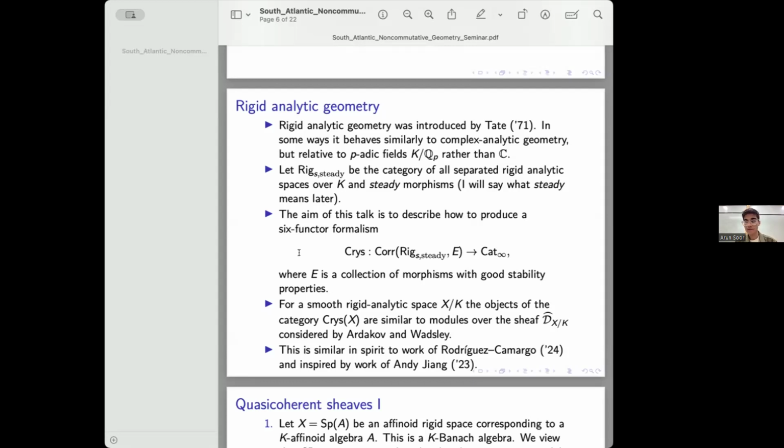Will divided powers be involved? There are no divided powers, because this is characteristic zero. We are over Q_p, so there are no crystalline differential operators or anything like that. This work is similar in spirit to work of Rodríguez Camargo, and it's inspired by work of Andy Jiang.